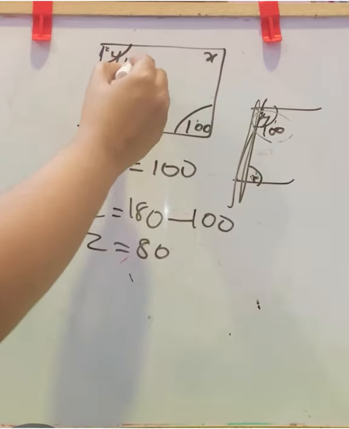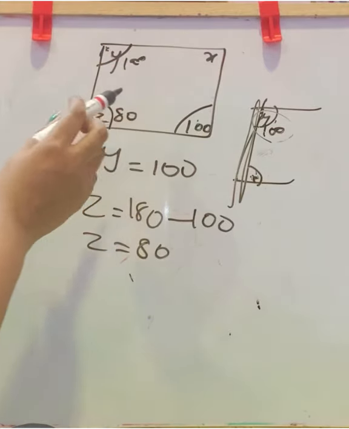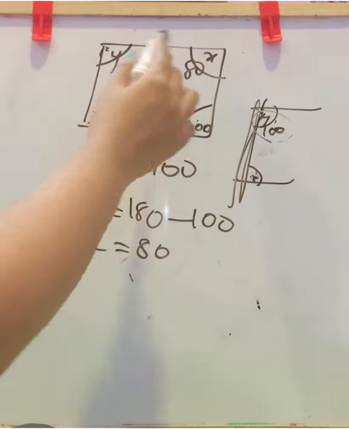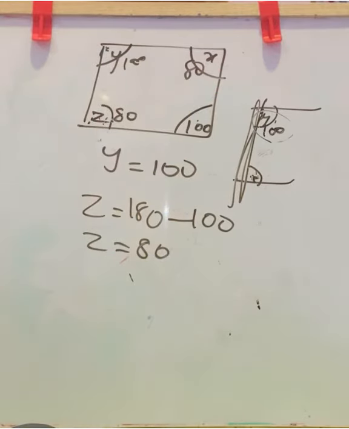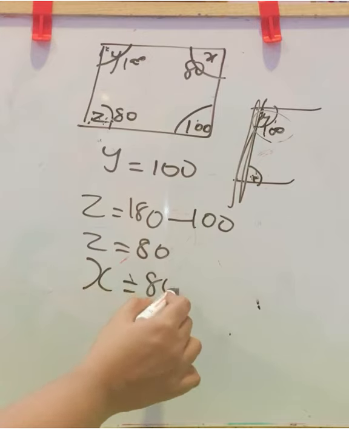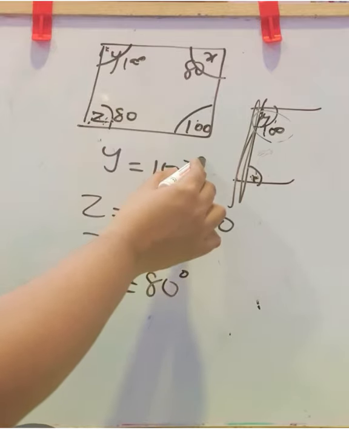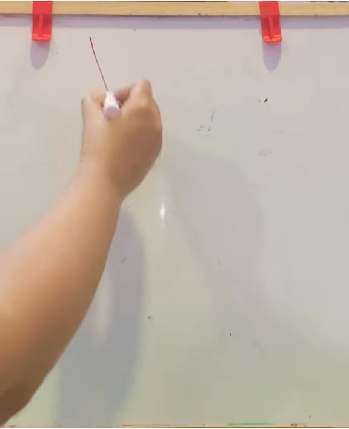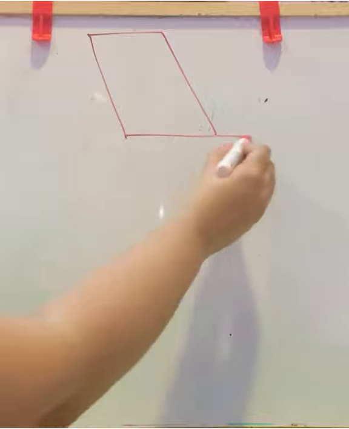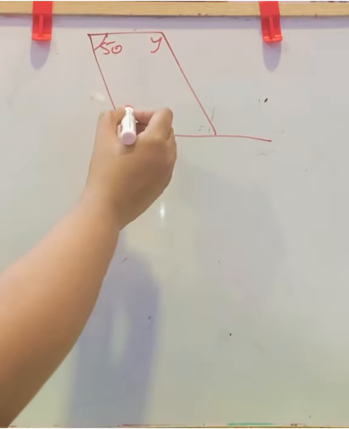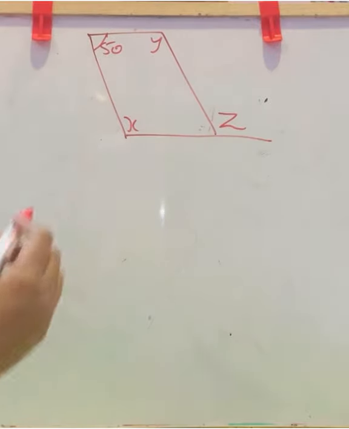Here we got 100. Here we got 80. Now if this is 80, you can say this is also 80 because opposite angles of a parallelogram are equal. So we got x is equal to 80, y is equal to 100 and z is equal to 80 degrees. Next figure. This is 50. This is y, x and z.